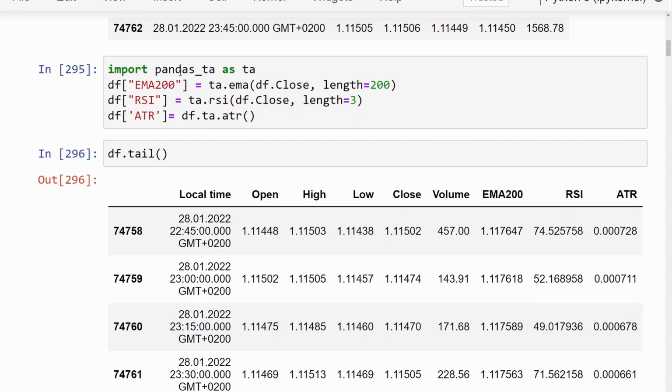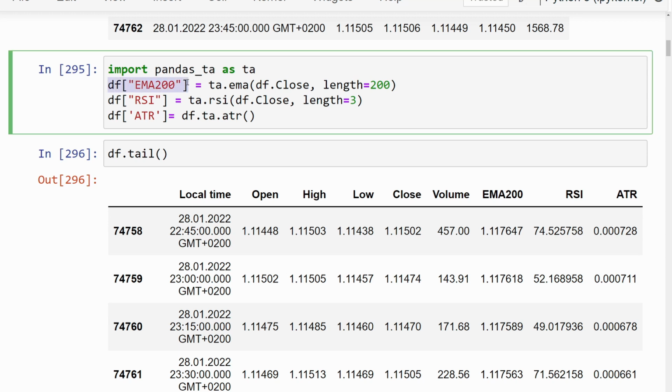This gives us an idea of how many rows we have at the end of our data frame. And we are going to import the Pandas technical analysis module as TA. We're going to compute the exponential moving average 200 using the ta.ema function on the closing price of the candle, the length is equal to 100. Then the RSI is calculated using the RSI function on the closing price of each candle, and the length is kept equal to 3 here because, as I have said previously, we are using the 15 minutes time frame instead of the 1 minute, and I had to adjust it a bit to take this change into account. Then we are going to use the ATR, the average true range, to calculate the distance of our stop loss in some cases, depending on which trading management strategy we are going to follow.